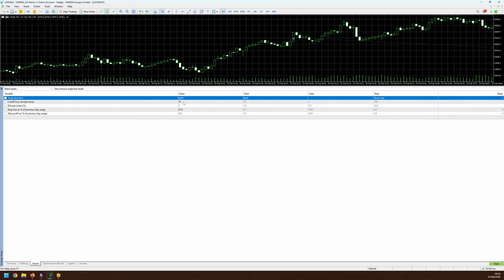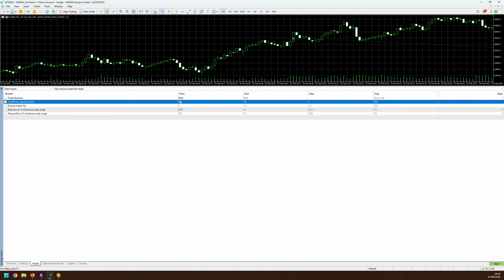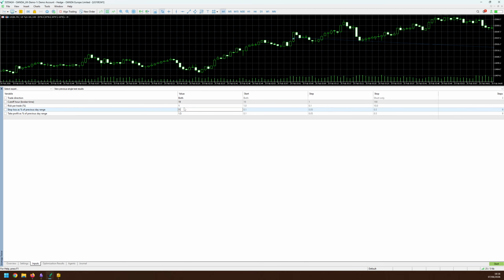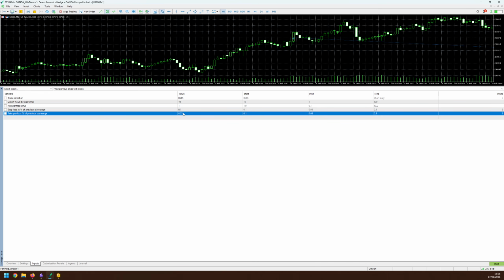There is a cutoff time that I mentioned, so if there are any orders remaining after this time, then they get cancelled. I'll risk 1% per trade. Then the stop loss should be 0.1%, and the take profit is 0.25. So those are the Fibonacci levels that are in that strategy.